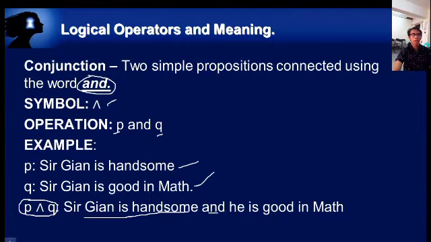No, and ibig sabihin na nagko-connect doon sa pagkatao ng isang tao. Joke lang.